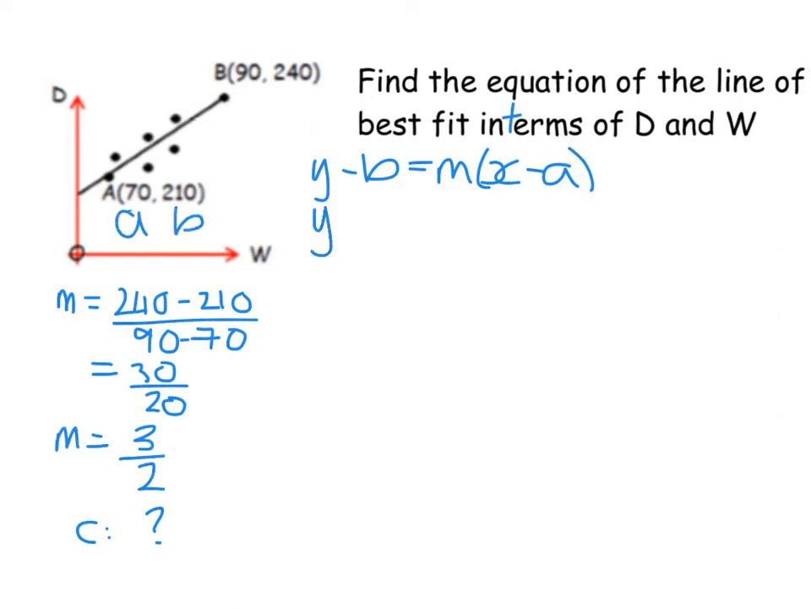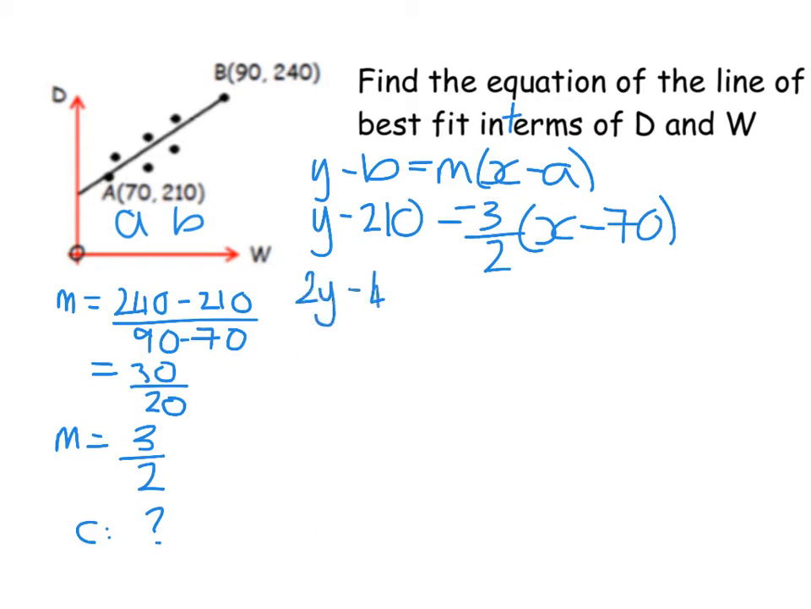So I have y minus 210 equals 3 over 2 bracket x minus 70. I'm going to multiply the whole left hand side by 2 to get rid of that denominator. So I've got 2y minus 420 equals, that's dealt with the 2 on the bottom. So that's going to become 3 times the bracket, so 3x minus 210.